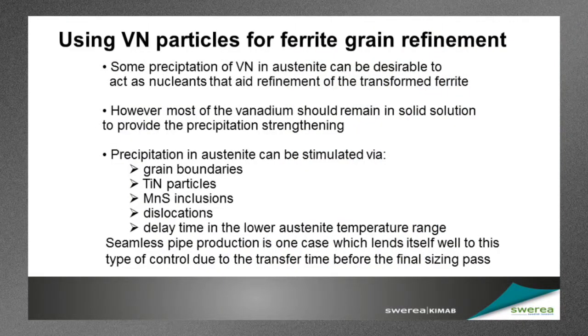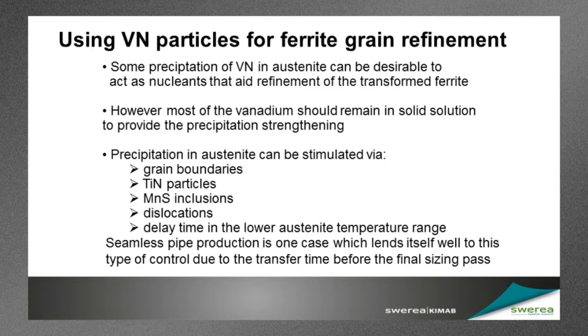So if we want to use the process of vanadium nitride particles for ferrite grain refinement, what do we have to do? Well, we have to get some precipitation of the vanadium nitride in austenite in order to produce these nucleant particles, but we don't want to have too much. We want to leave as much as possible behind, keeping our powder dry in order to produce a fine precipitation of vanadium carbonitride in the ferrite later on. We want to stimulate the process by which the vanadium nitride particles are formed.